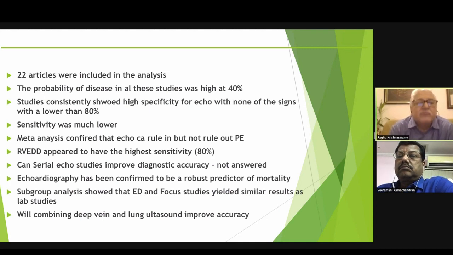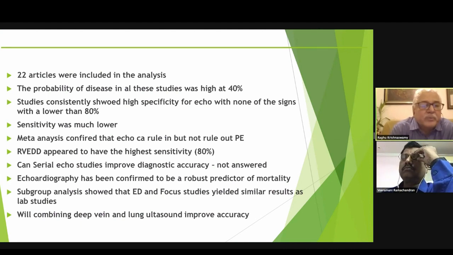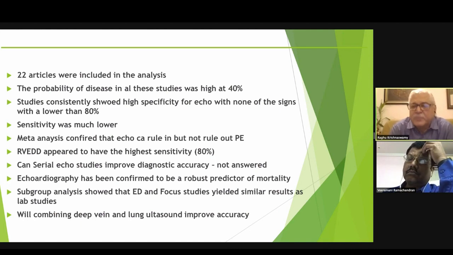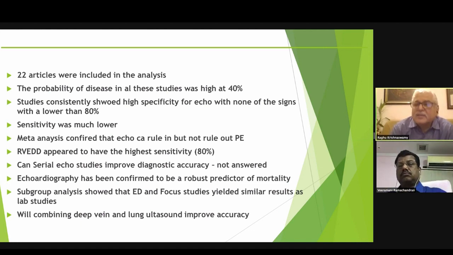However, sensitivity was very, very low. The meta-analysis confirmed that echo can rule in PE, but not rule out. The RV end-diastolic diameter appeared to have the highest sensitivity. Can serial echo studies improve diagnostic accuracy? This was not answered by any of the papers. Echocardiography has been confirmed to be a robust predictor of mortality, and this is its greatest tool. It prognosticates, and the 30-day event rate by all those signs that I've shown helps in understanding what the future could be in a patient with a pulmonary embolism.